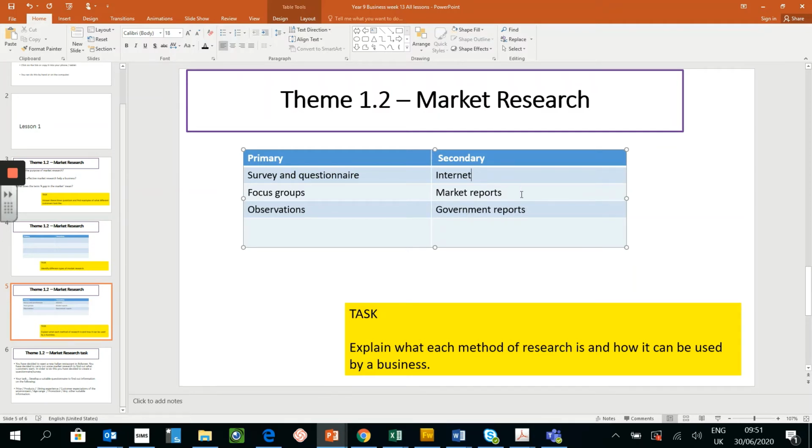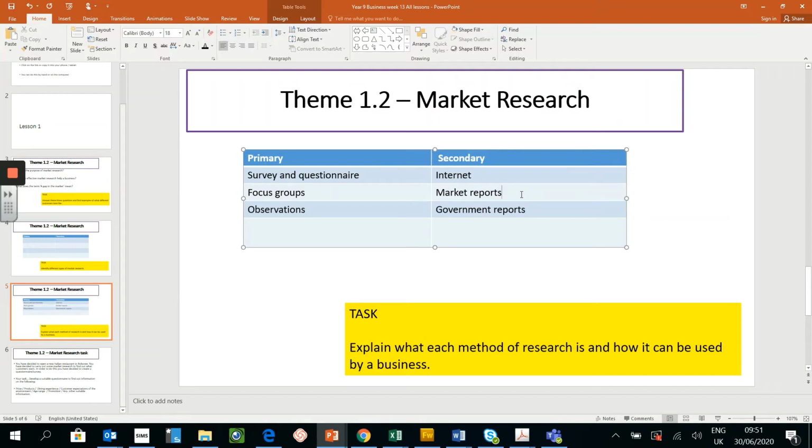So market reports are almost existing market research that has been carried out by a company that specializes in this. So this might contain information about trends in current industries. It might contain information about potential growth in the markets. It might contain information about what there is to develop in that market.